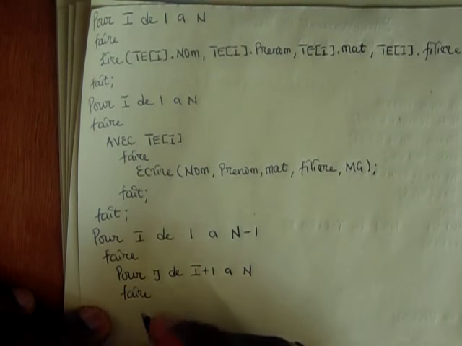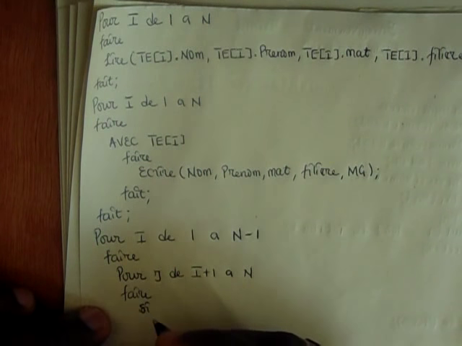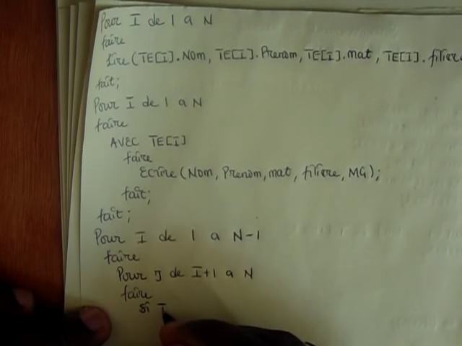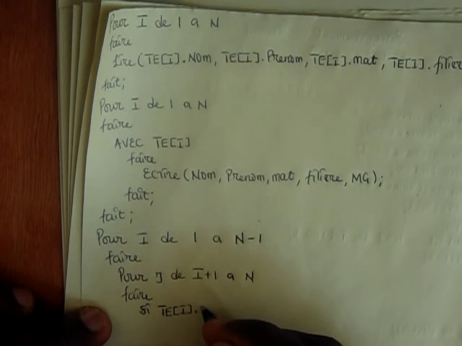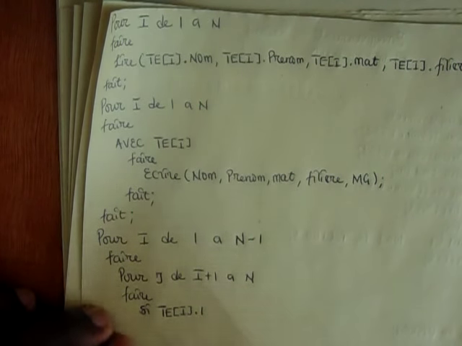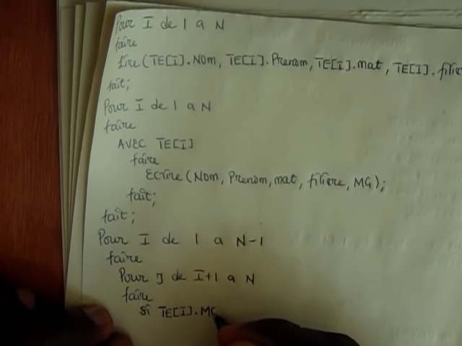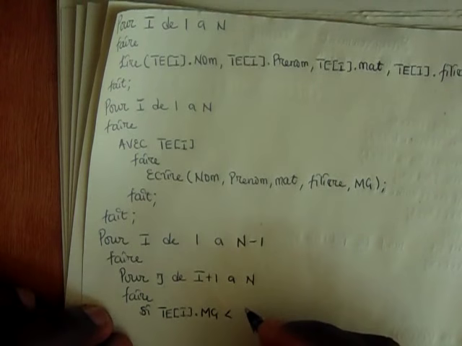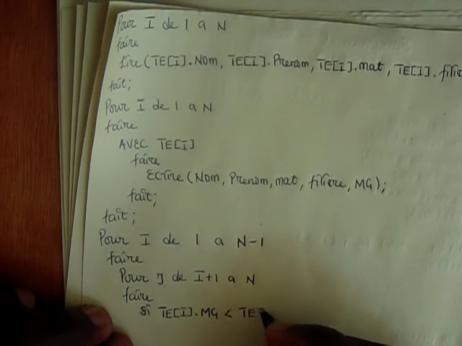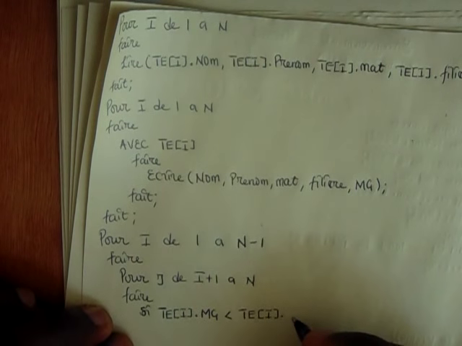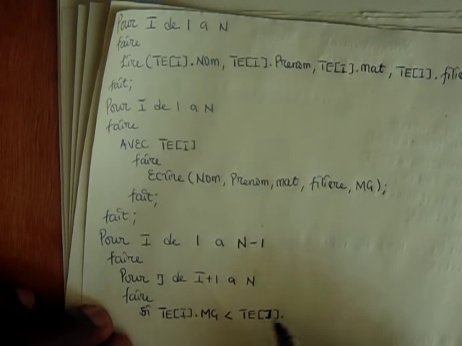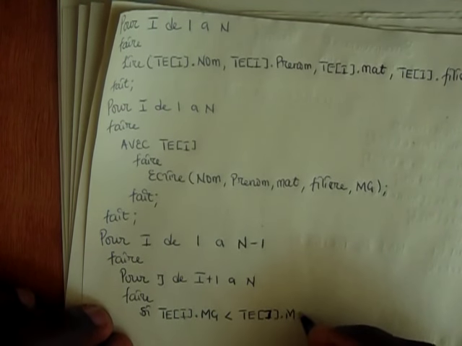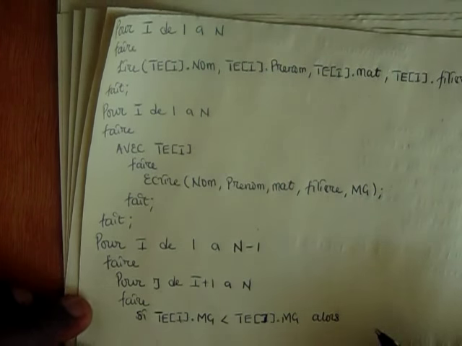We compare using the if statement. We say if TE, the E, sorry, I'm using E like French, of moyen général is less than TE of I, sorry, J here, because we're in the first one. If the first one is less than the next one, then this alors would do a permutation.